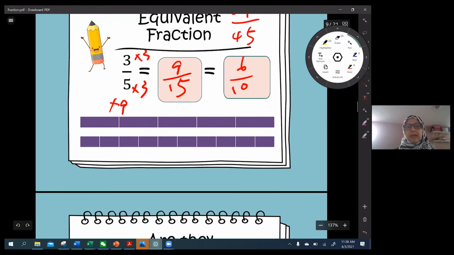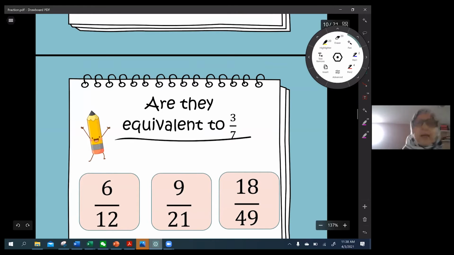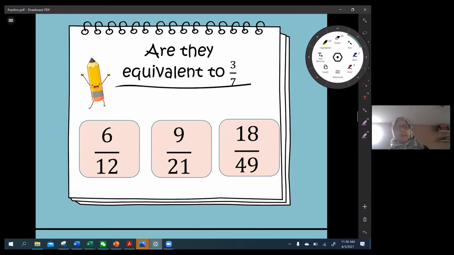Now, let's check. Are they equivalent to 3/7? Could you please tell me? No, the first one, no. The first one, no? What's wrong with the first one? Because you can multiply the 7, so it makes 12 or. Okay, the multiples of 7 would be what? Can you tell me the multiples of 7?